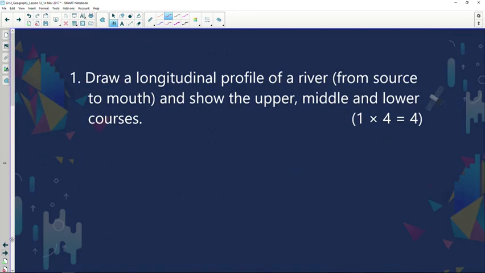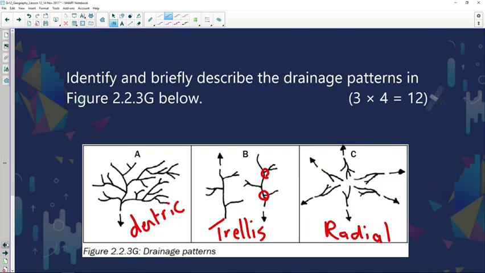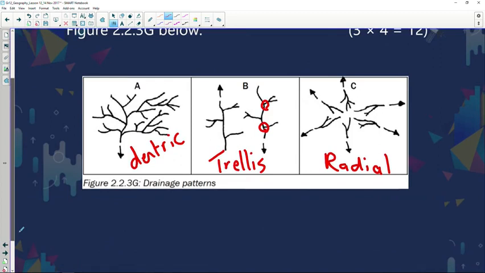Now, the question states, how do we know this is a dendritic pattern? First of all, it resembles the branches of a tree, and what can we say about the underlying rock? It has uniform resistance to erosion. So the reason why they look very much the same is because the underlying rock is the same. If you look at the trellis pattern, the rock is not the same. There are rocks that can erode much faster than the underlying rock. And if you look at the radial pattern, it's usually happening from a high-lying area moving downwards in different directions.